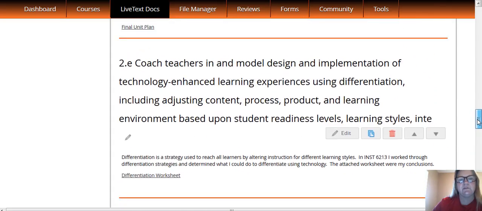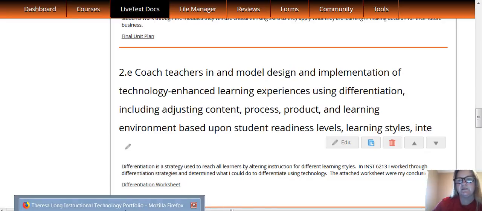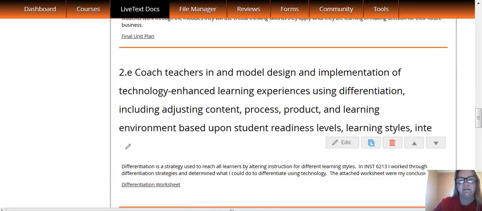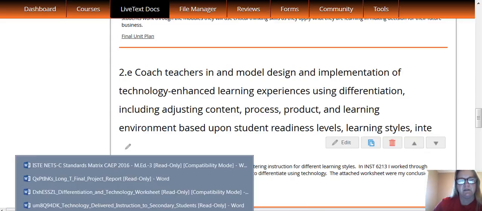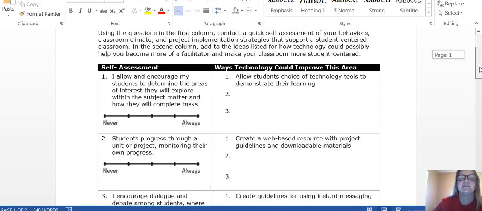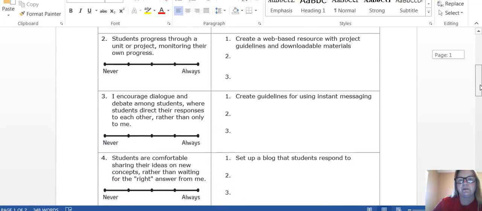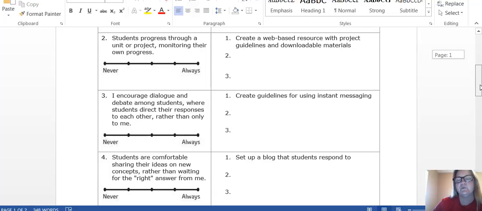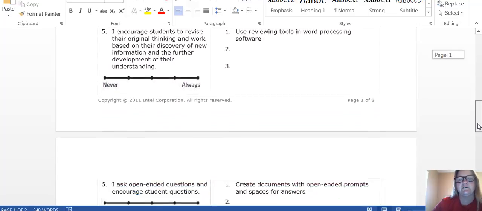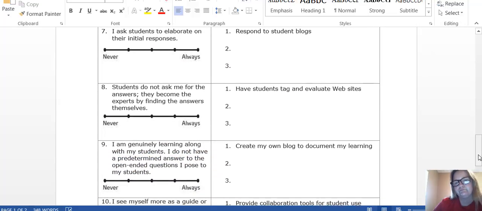And going back up here, differentiation was also part of it. In INST 6213, we did a little self-diagnostic on how we differentiated our classes. We had to go through and self-assess to make sure that we were making accommodations for students and giving them different ways that they could differentiate their assignments and giving them some choices.